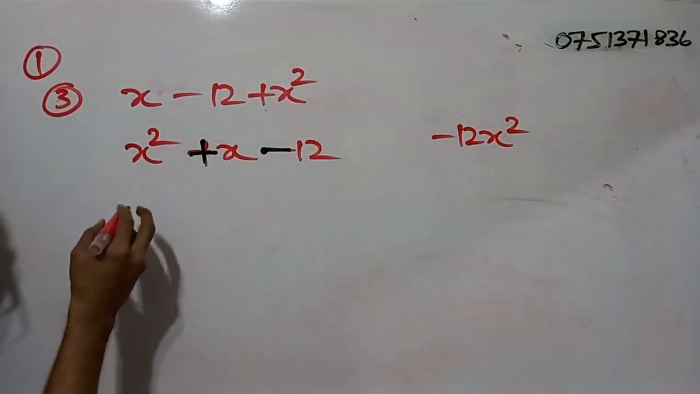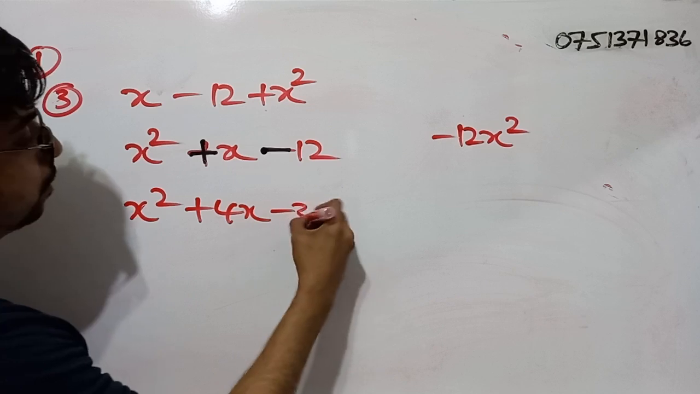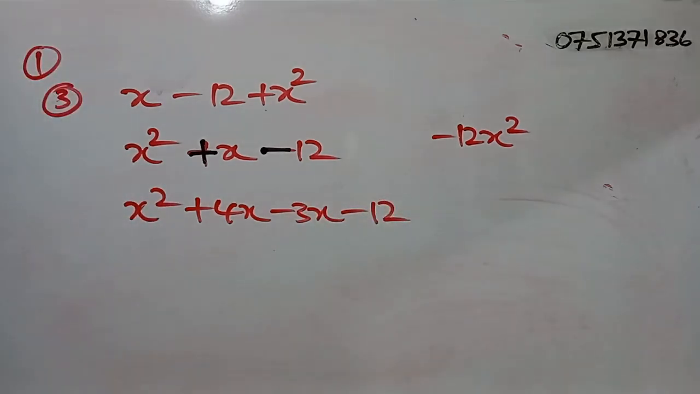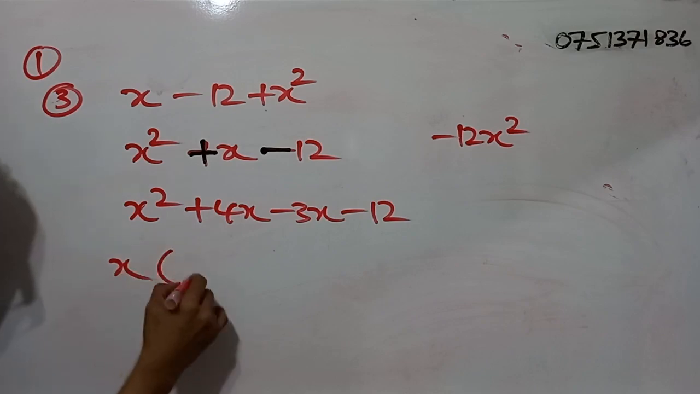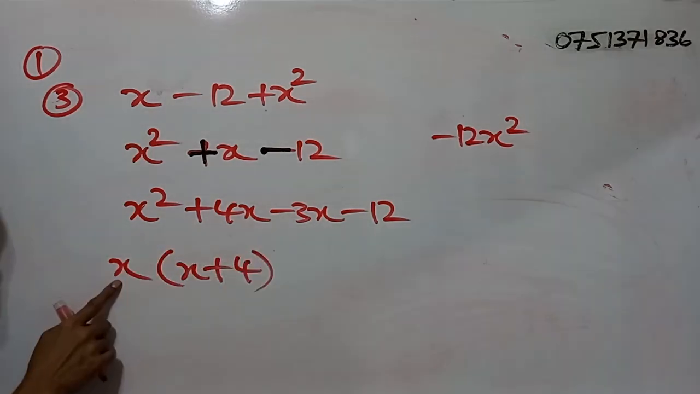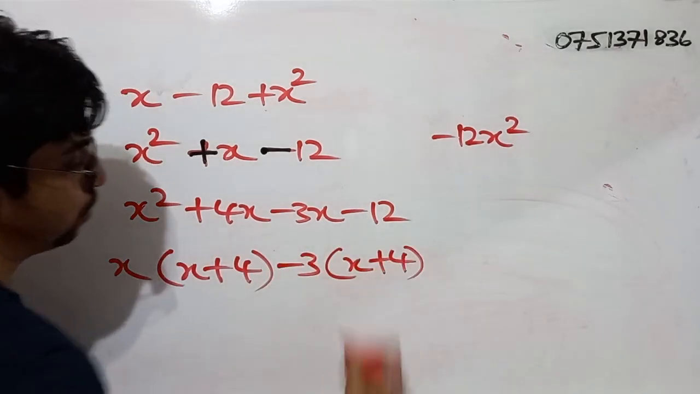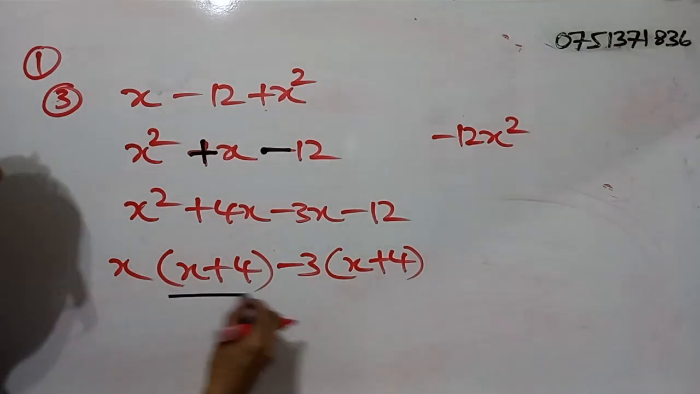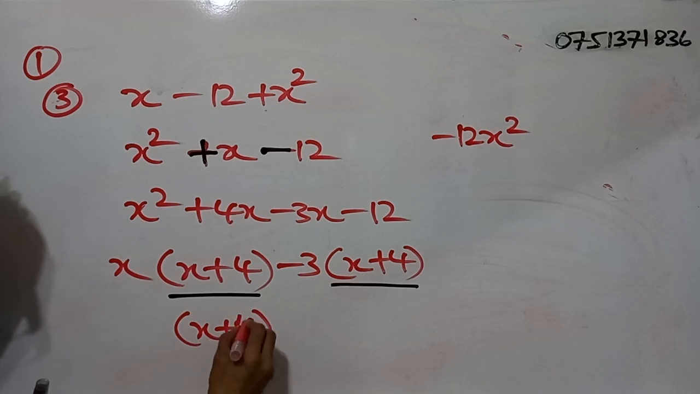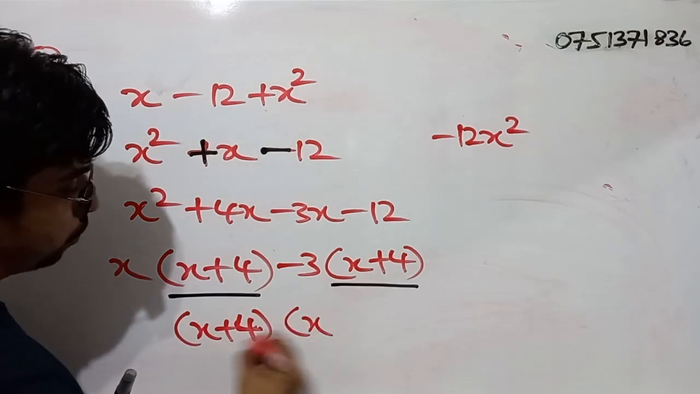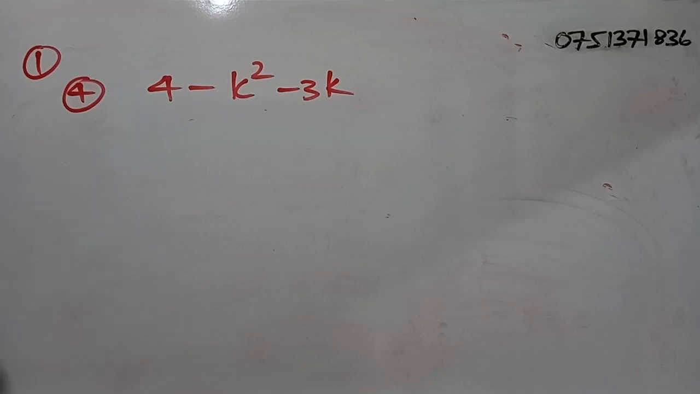Okay. Right. So x squared plus 4x minus 3x minus 12. So when we consider these two terms, the common term will be what? X. So x plus 4. So x will be the common factor, right? So negative 3, what goes inside? X plus 4. Now these two expressions are the same. So we can consider those two expressions are what? A factor, as a factor, x plus 4 and x minus 3. So that's the answer.